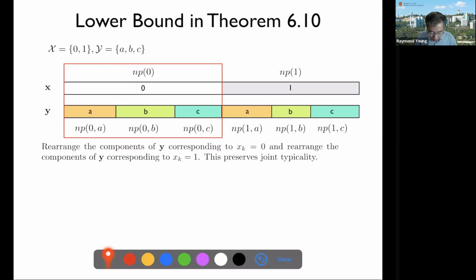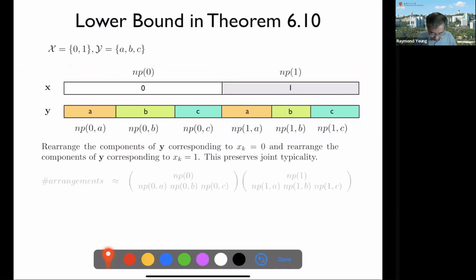Okay, so now let's focus on the zeros and also the A's, B's, and C's that happen together with the zero. You can shuffle the A's, B's, and C's within these entries without changing the number of occurrences of 0A, 0B, and 0C. The number of ways that you can shuffle them within these n times P0 entries is a multinomial coefficient, with n P0A, n P0B, and n P0C downstairs. And the same thing here, the number of ways that you can shuffle the A, B, C within this other section is given by this.